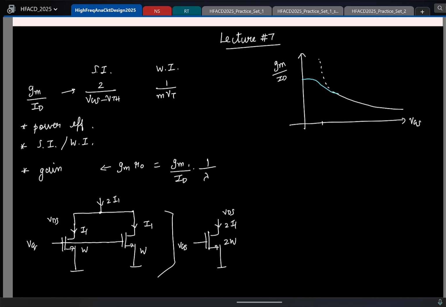Fine. So from this discussion, tell me how is the drain current related to the width of the transistor? Directly proportional.